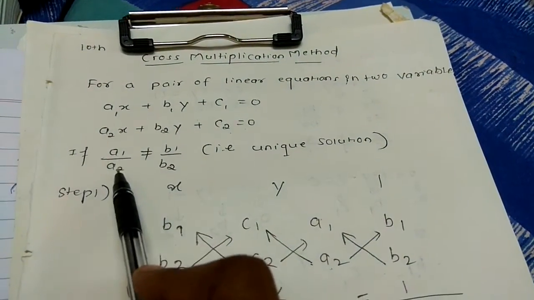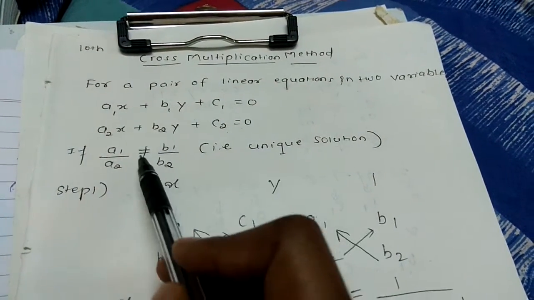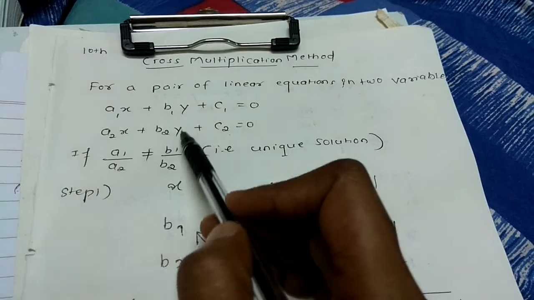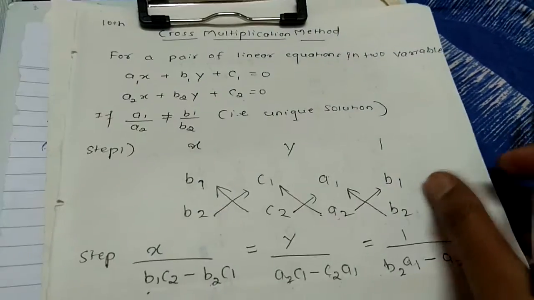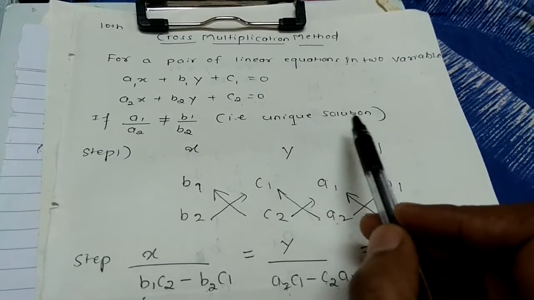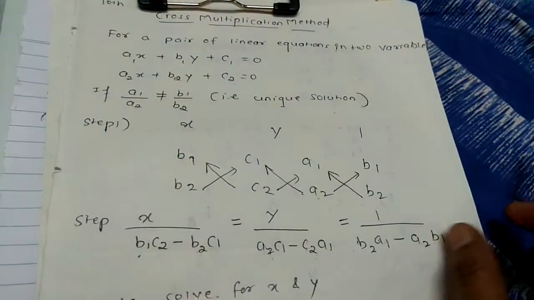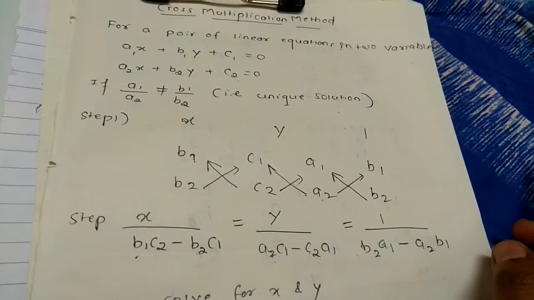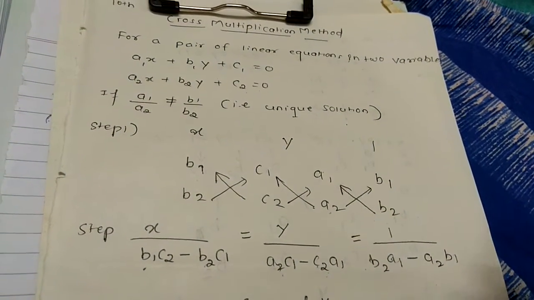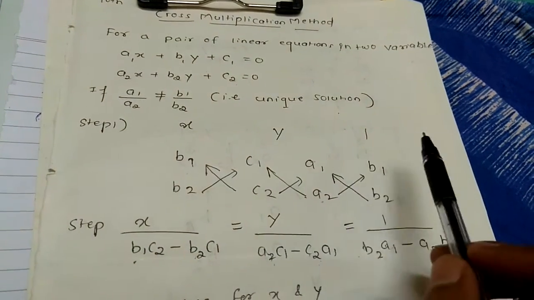Whenever a1 upon a2, that is the ratio of the coefficients of x, is not equal to the ratio of the coefficients of y, there is a possibility of getting a unique solution. That time you have to use the cross multiplication method. But sometimes they will mention the method. That time definitely you have to use the mentioned method. So it is a very easy formula. No need to memorize the formula.